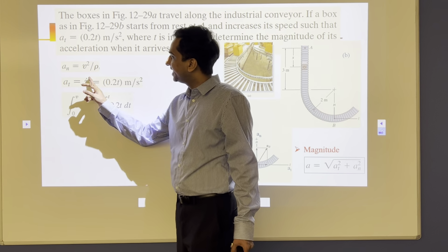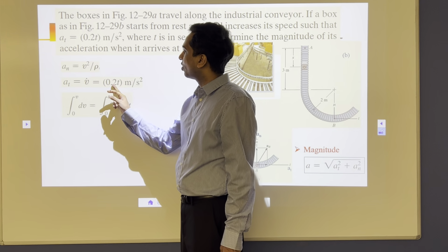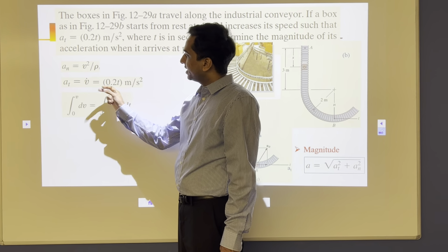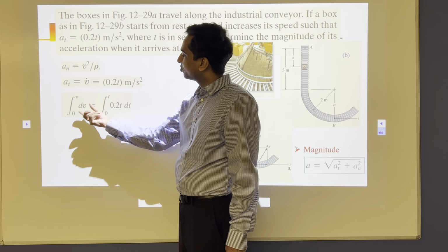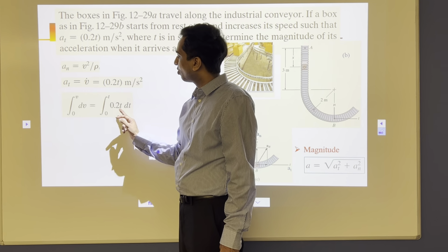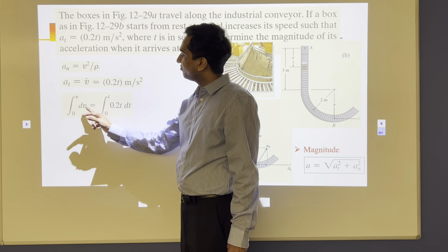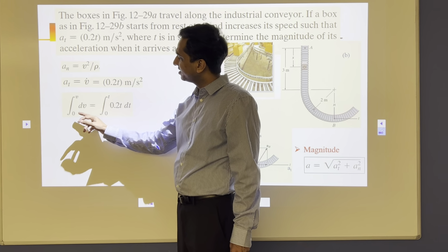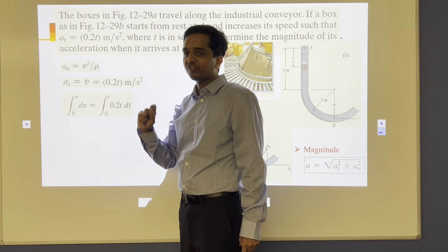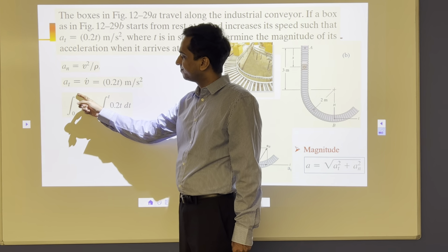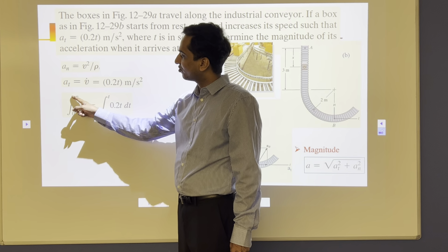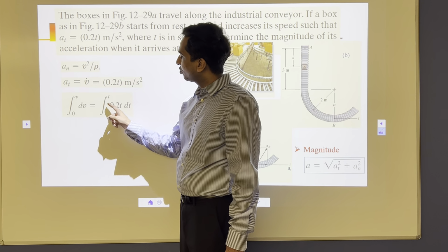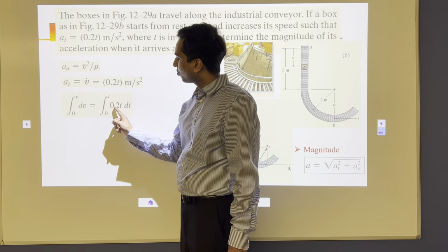We know dv by dt is equal to 0.2t. Now I'm going to take that dt to this side and integrate it. So dv by dt is equal to 0.2t, so it becomes dv is equal to 0.2t dt, and I'm going to integrate it to find the relationship between velocity and time. 0 to v, that's initial velocity to final velocity, and 0 to t, initial time to final time, of 0.2t.